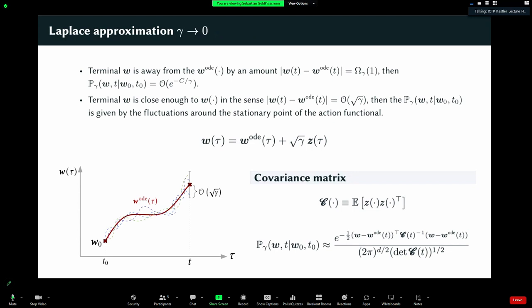Going to zero, we show that if the terminal point is away from the solution of the ODE, by solution of the ODE, I mean when there is no diffusion, when gamma is zero, it's exponentially negligible. And what really dominates is the trajectory of the ODE, or the gradient flow. So we want to study some deviation around this ODE or gradient flow. So we have proposed this expansion: the ODE plus square root of gamma, the learning rate, times Z. And then we are able to compute the covariance matrix, which is just the expectation of ZZ transpose.